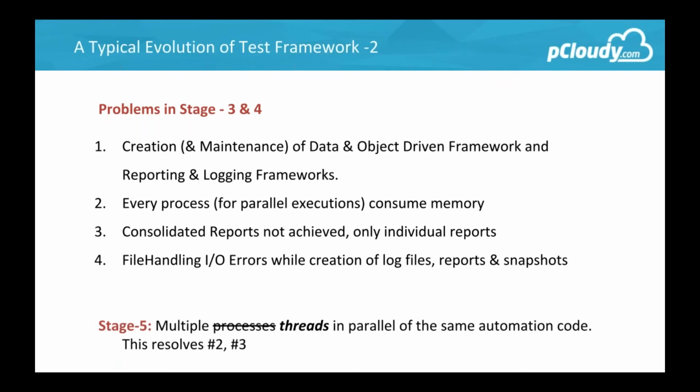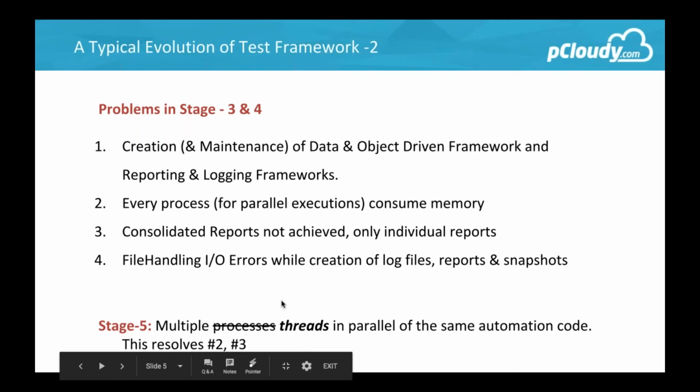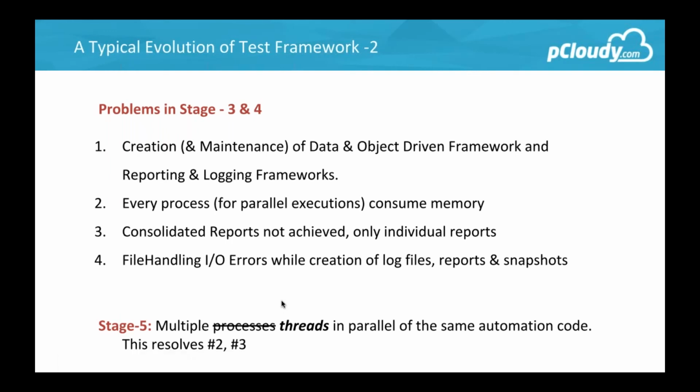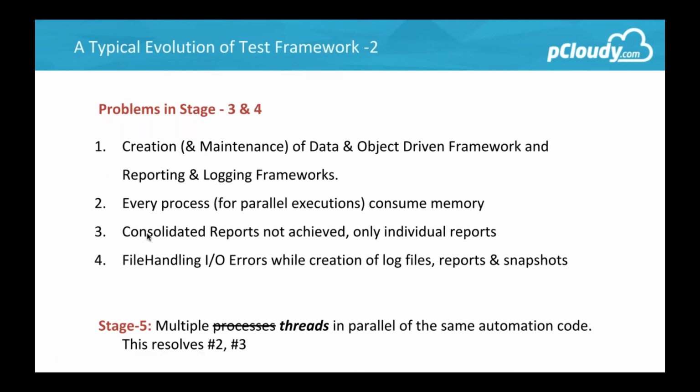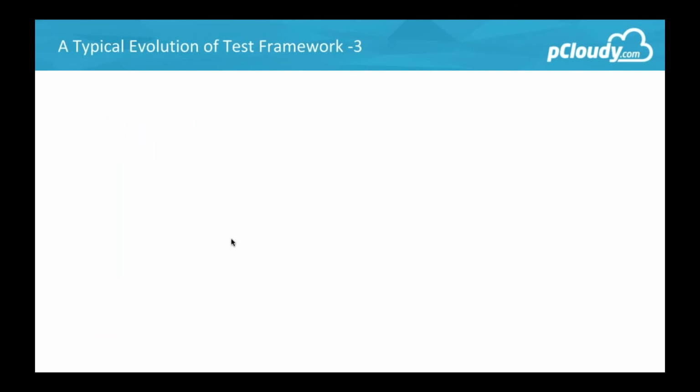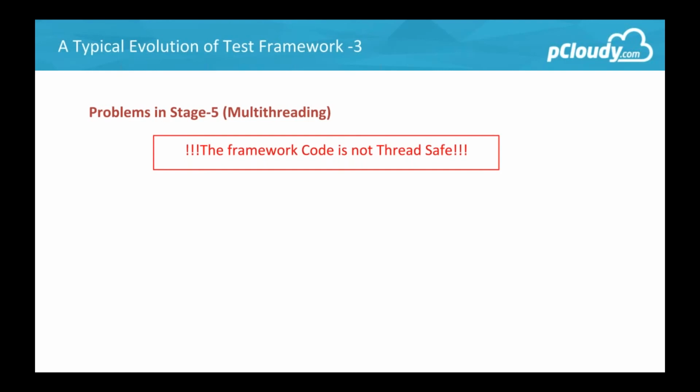So now introducing stage 5. In place of multiple processes, now we use multiple threads in parallel of the same automation code. So this resolves problems number 1, number 2, and number 3. So what are the problems of stage 5 then? Just a single problem most of the time.